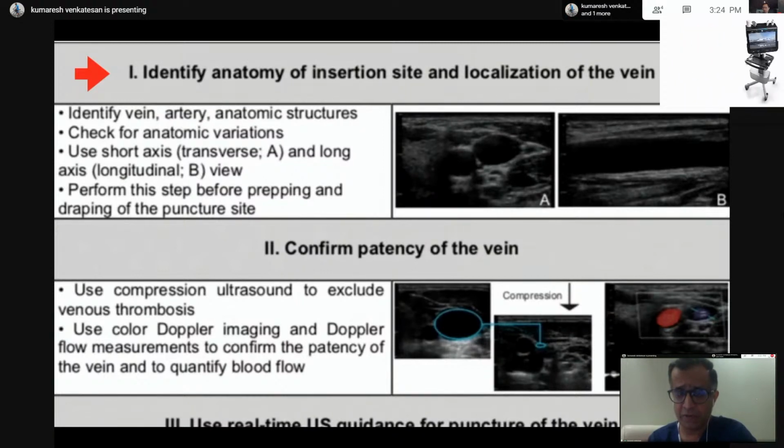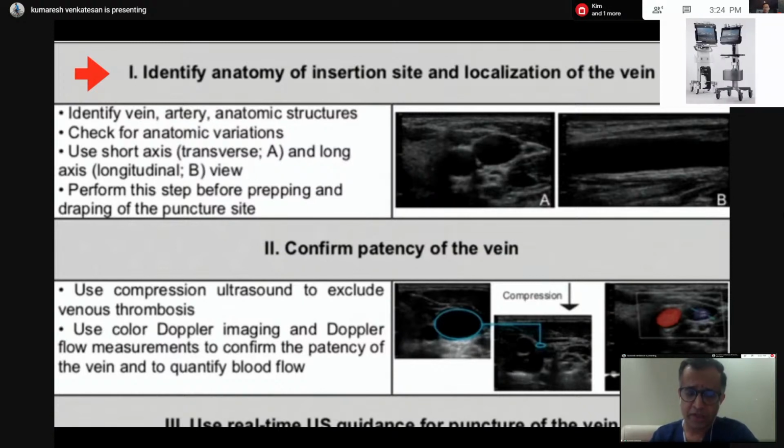To start off, identify the anatomy of the insertion site and localization of the vein. Identify the vein, the adjacent artery and other structures. Look for any anatomical variations. Decide whether you want to do short axis or long axis. I would recommend to get both views and decide which one you want to go for. And then it's important to perform this procedure before you clean and drape the patient.